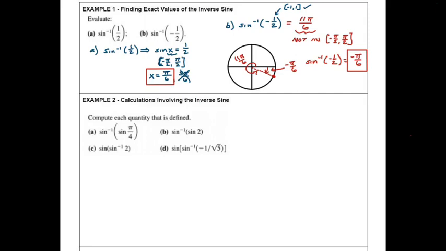So we have to think about our solutions in terms of what the possible answers are for sine inverse, and that will dictate how we approach finding those values.